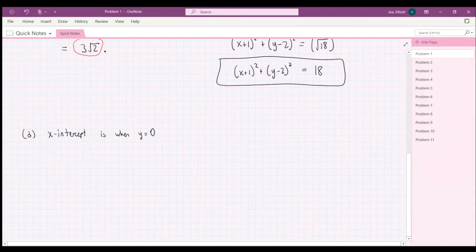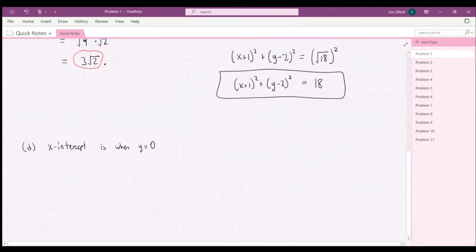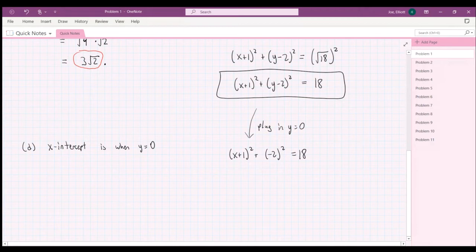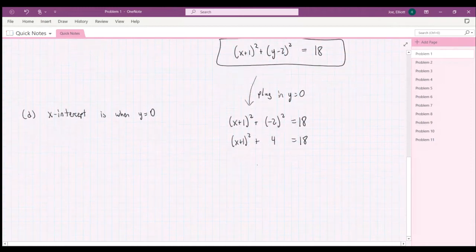So if we take the equation of the circle, and if we plug in y equals 0, so that's going to give us x plus 1 squared plus 0 minus 2, so -2 squared equals 18. So what we can do here is we can solve for x. That's going to be 4. Move the 4 over.